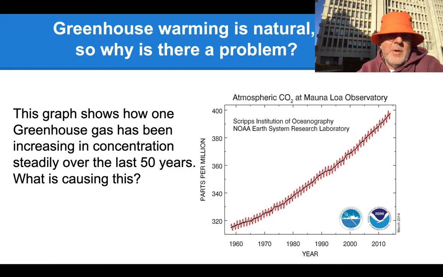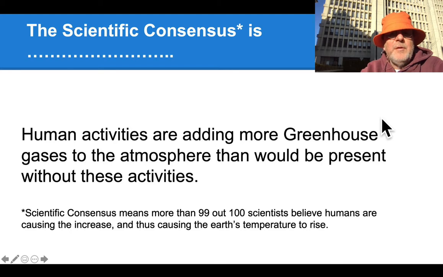In winter in the northern hemisphere, where this observatory is, there's less photosynthetic activity, less carbon dioxide absorbed by plants, and higher levels in the atmosphere. Then in summer, the carbon dioxide level drops as it's absorbed by plants and turned into oxygen. So that's why you get this up and down pattern. But this steady rise is irrefutable.